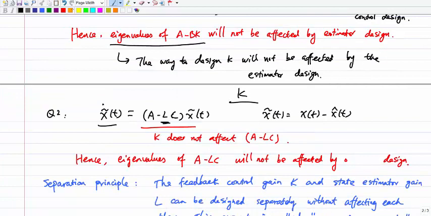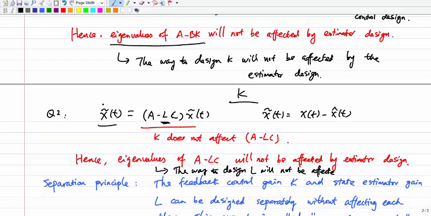Just make it a consistent estimator, which also means the way to design L will not be affected by the control design. So you don't have to worry about it. Assuming you don't have any control, you just use the observer design you always use. That's fine.